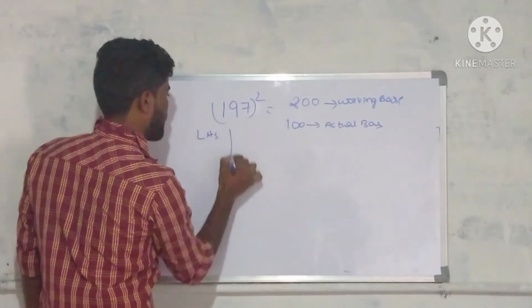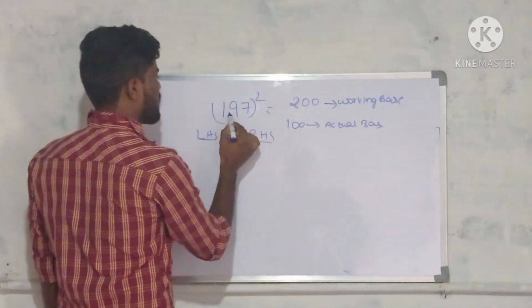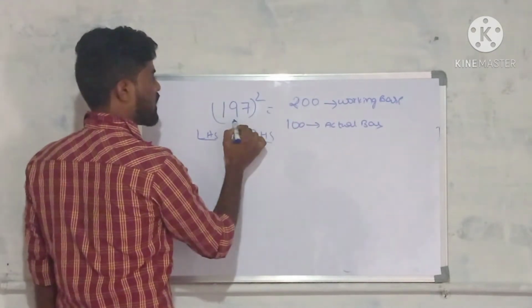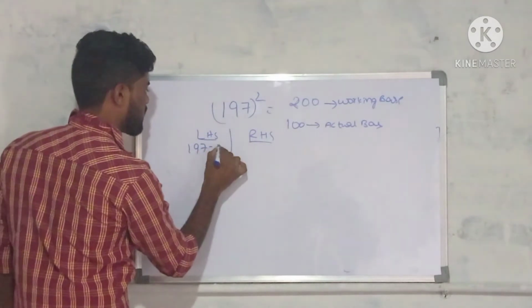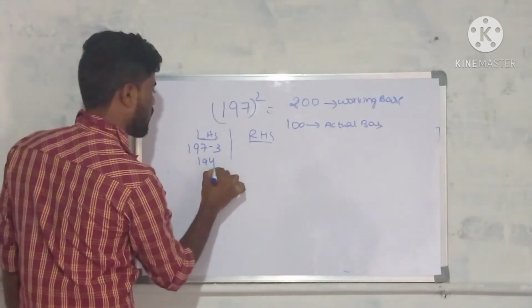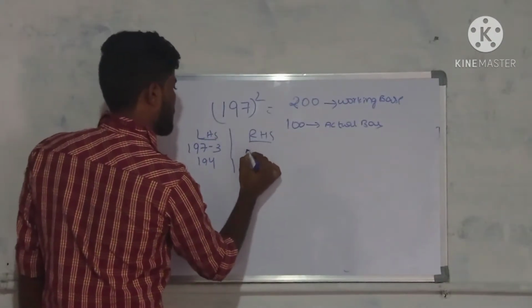LHS, RHS. It is 3 less than 200. Reduce it by 3. 197 minus 3, it will become 194. RHS, 3 square, 09.